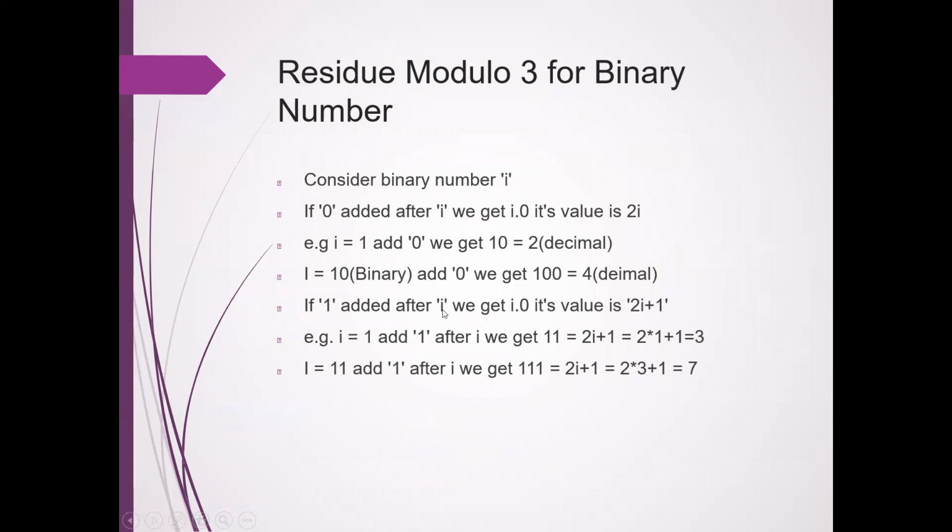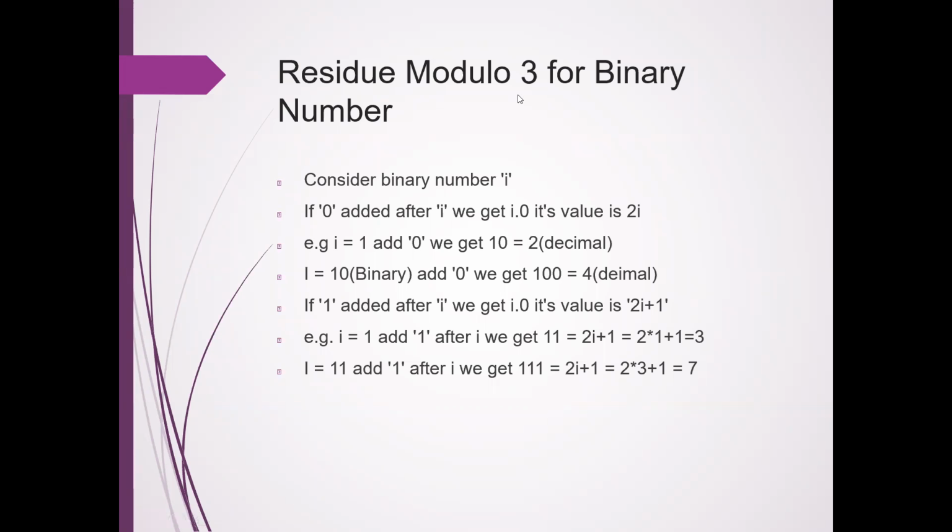Now this is the problem: residue modulo 3 for binary number. It means you have to divide a number by 3. Earlier we have done such a type of problem, but that time the number we were dividing was a decimal number. Here the difference is that now we are dividing a binary number, and we have to design a Moore machine that will tell, after division of a binary number by 3, what is the remainder.